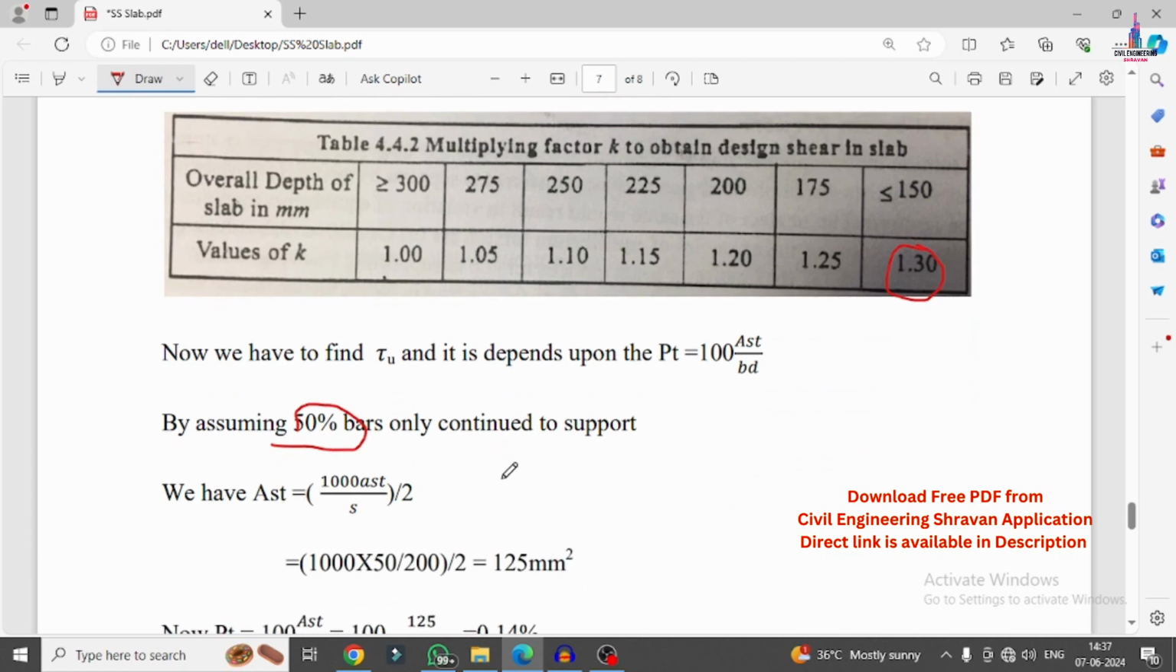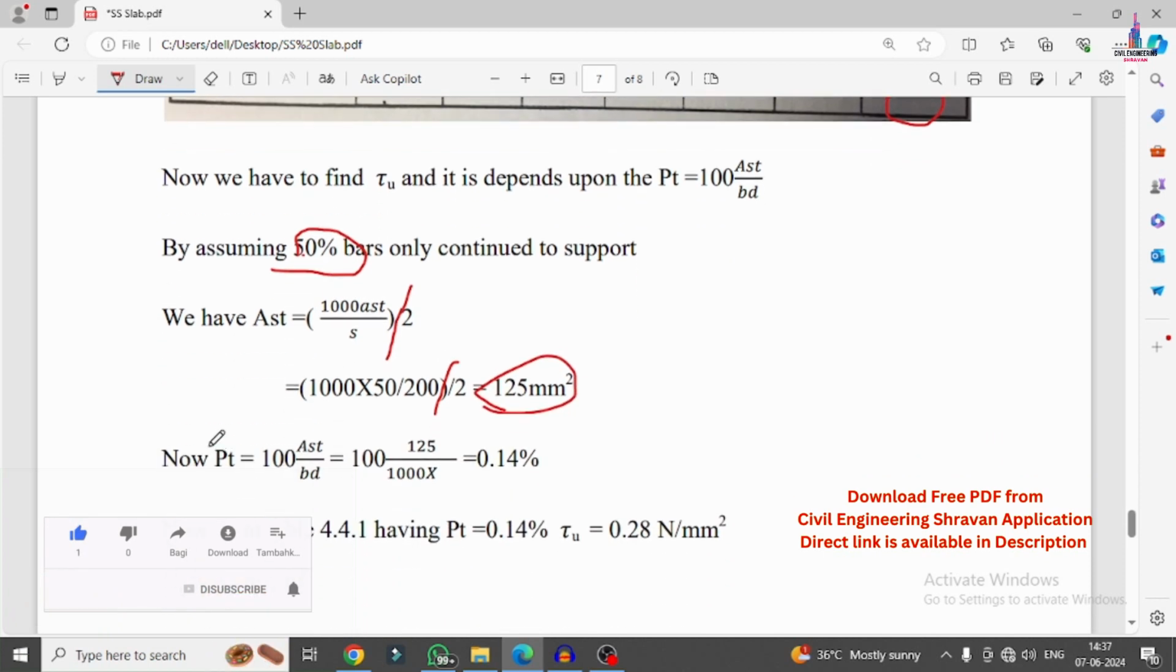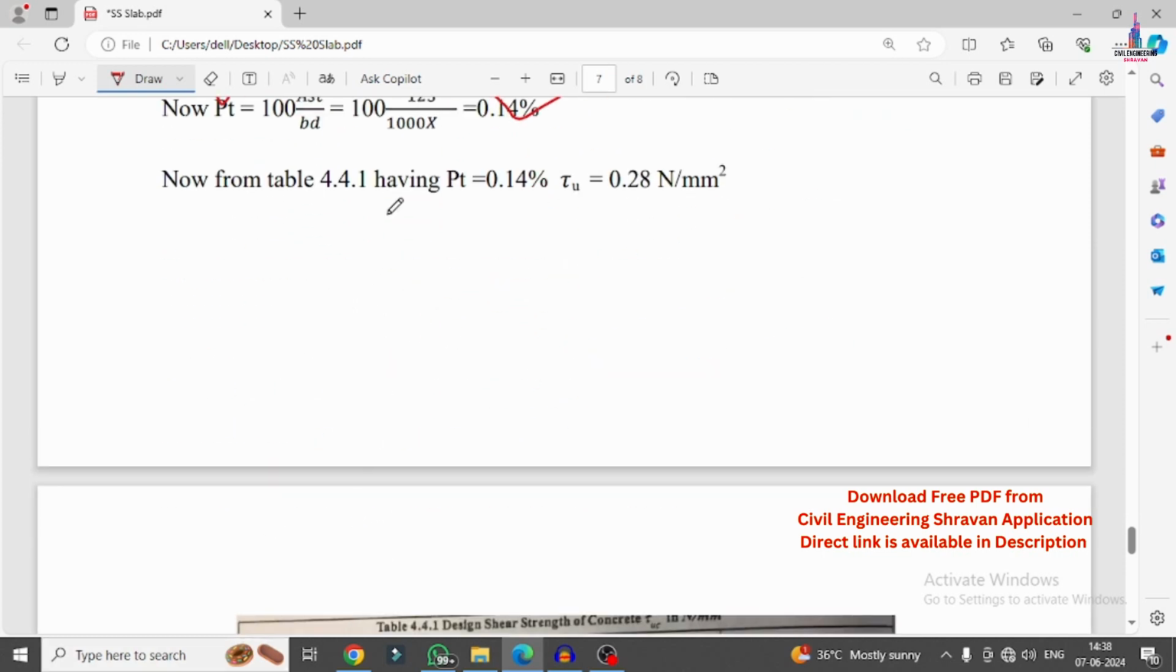So we have to consider the Ast value, which has the formula 1000 Ast divided by S. Here we are taking only 50% of the bars, so I will divide this value by 2. So 1000 into 50 divided by 200 divided by 2 comes to 125 mm² for the main bar reinforcement section. Now we will calculate the Pt value, which is 100 into Ast divided by bd. If I calculate, it comes to 0.14%.